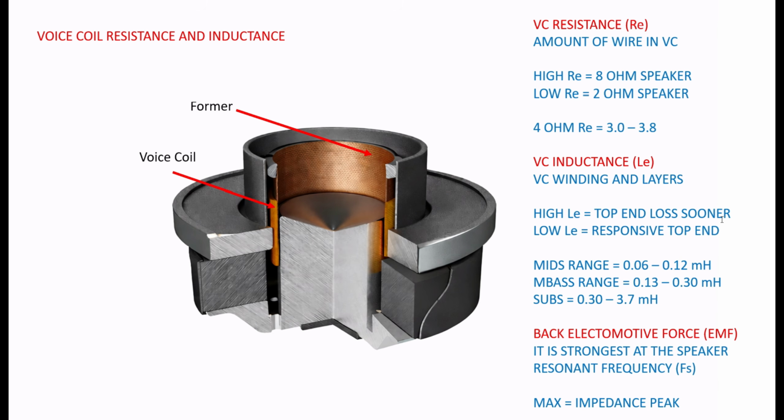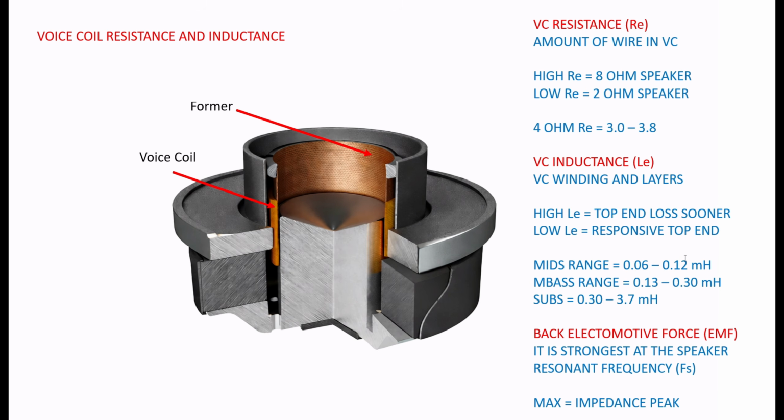And that kind of makes sense, because if this is about being resistant to sudden changes in direction for the current, something that has a high LE will resist that top end change more, right? And that's why you have more top end loss earlier than with a low LE, right? Low LE, less resistance to that change. It's going to hold on in terms of the top end.